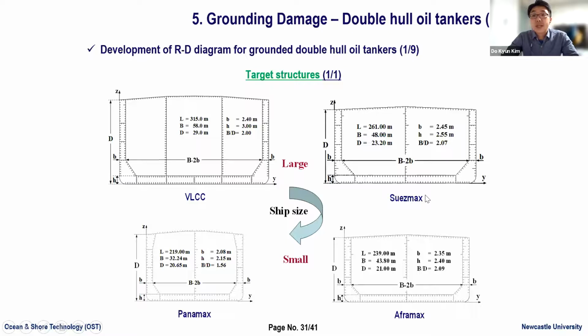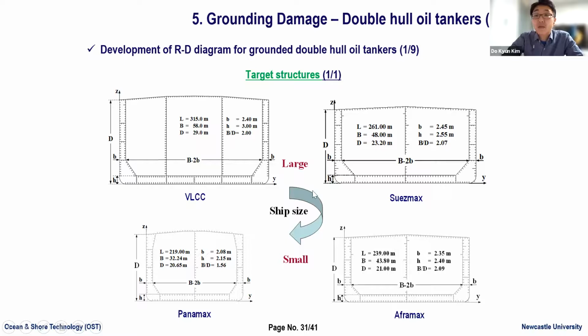And in this case, we have adopted 4 representing the oil tankers. You can see here, this is the very large crude carrier and the Suezmax class oil tanker, followed by the Aframax and the Panamax class oil tanker. So based on these 4 structures, the 4 different sizes of the oil tankers, we can generate the RD diagram at the end.